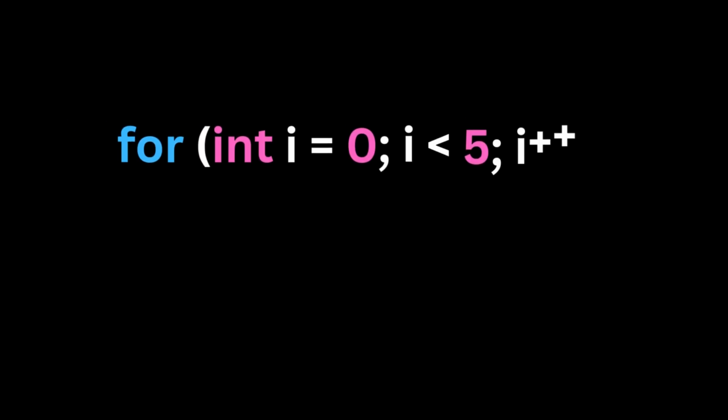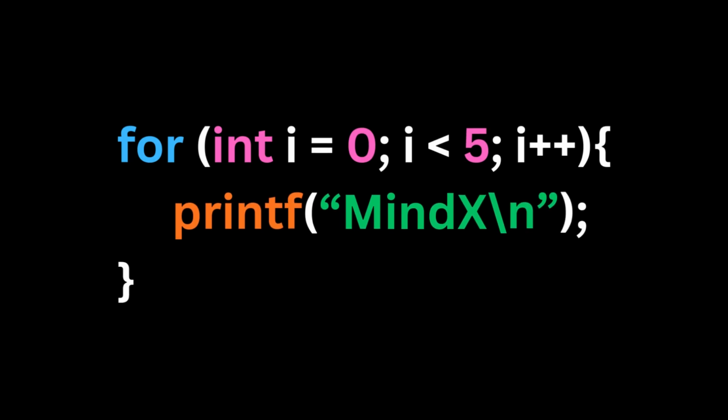Now let's understand how the for loop actually works step by step. This loop prints the word MindX 5 times, just like the previous example. But the important question is, why exactly 5 times? A for loop has 3 parts, all written inside the parentheses. First, we have initialization. Here we create a variable called i, or anything that you really want, and set it to 0. This variable is called the loop variable.